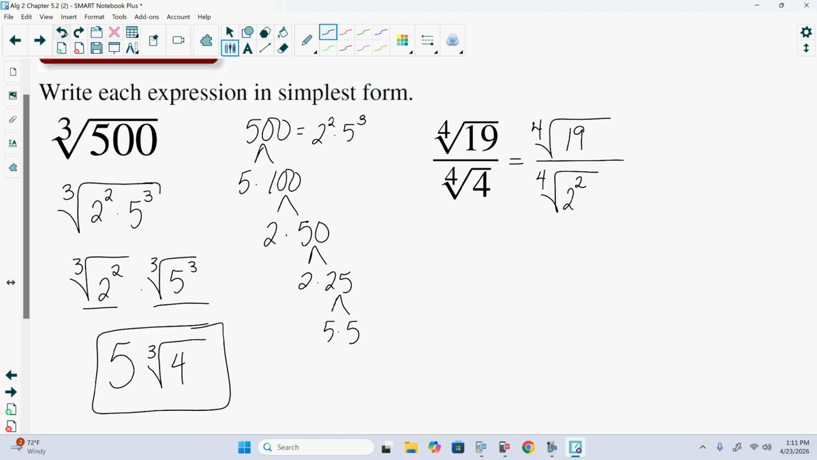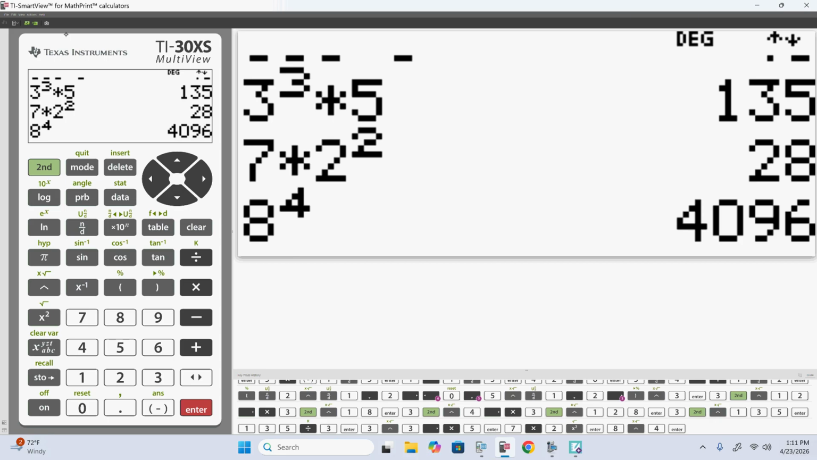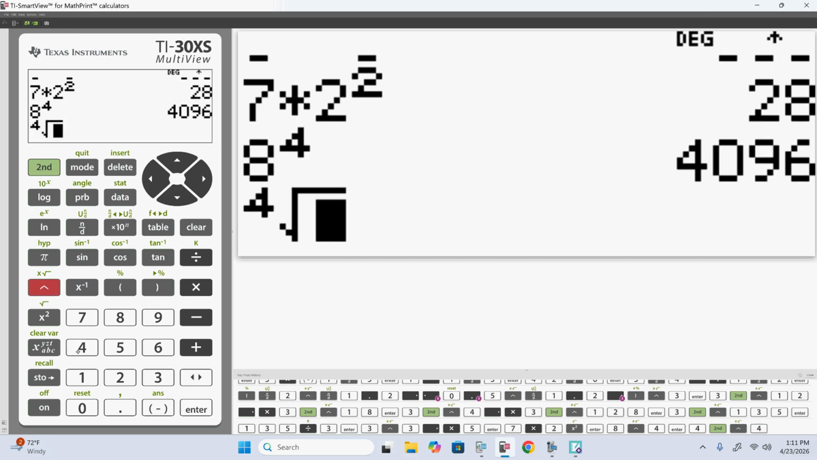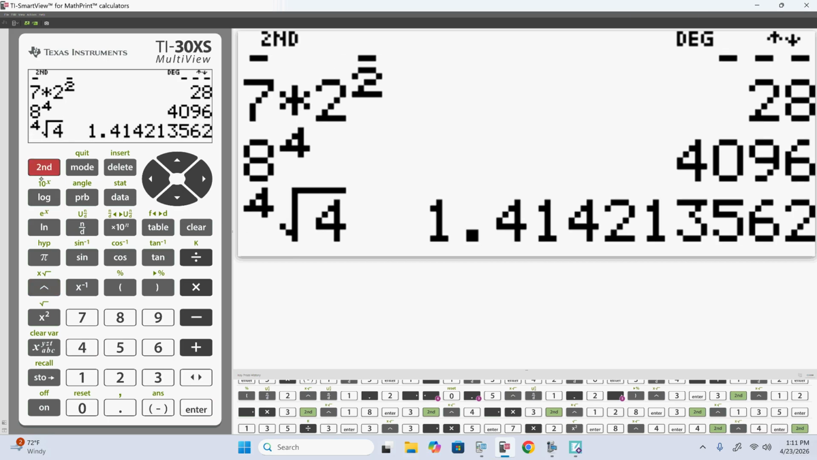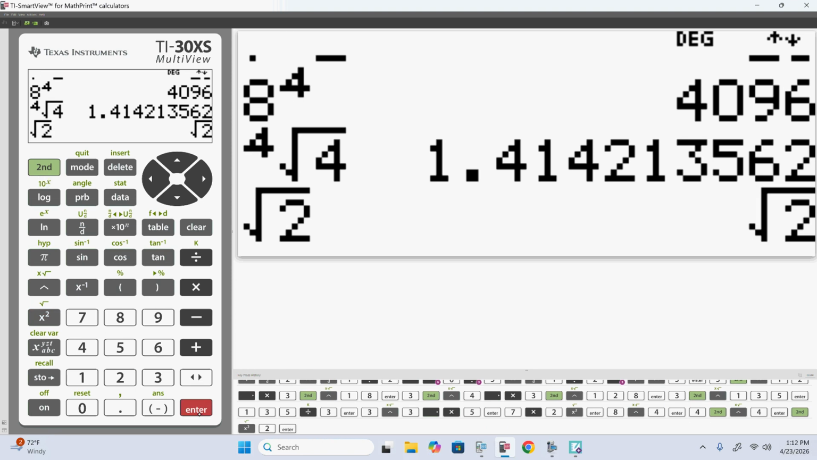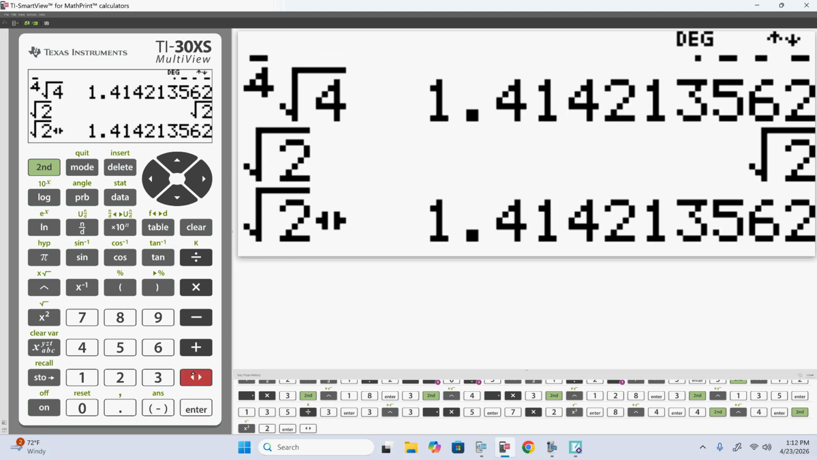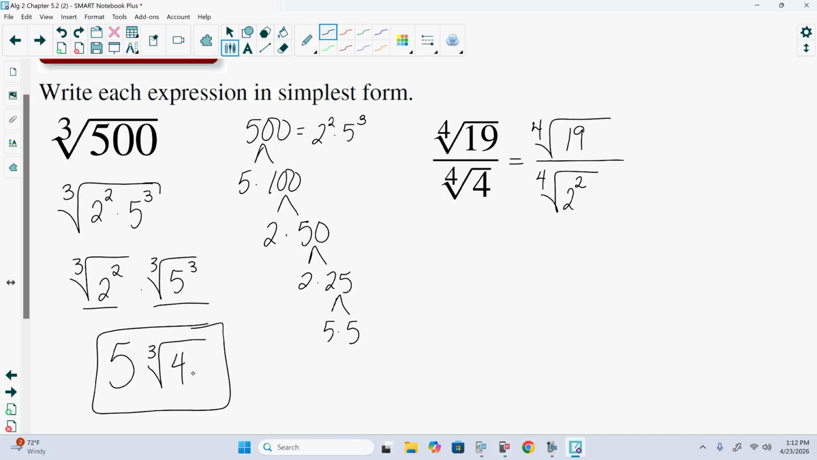But it is something interesting to note, because that means if I take a 4th root of 4, it does have the same value as the square root of 2. Interesting note. But how many more 2's do I need on bottom? 2. So I'm going to multiply the top and bottom by the 4th root of 2 squared.